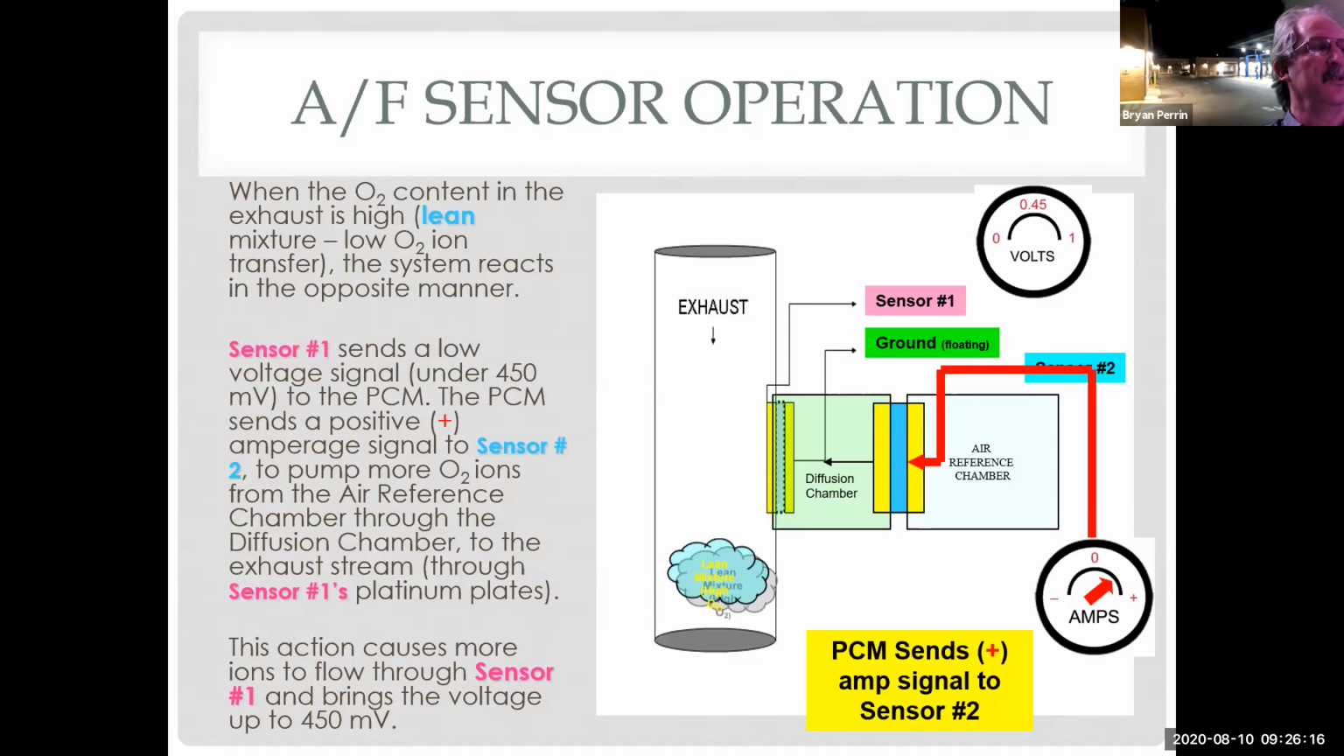So this action causes more ions to flow through sensor 1 and brings the voltage up to 450 millivolts. So we don't care about the 450 anymore. I don't care about what the voltage there is at all. Matter of fact, I can't even read it. It's about the amperage. And for the most part, although I can read the amperage, where we used a lab scope to test zirconium sensors, and we still do, with air-fuel ratio sensors, we really rely on the scan tool, because it's an inferred value. They're also pretty good at setting codes when they don't work right.